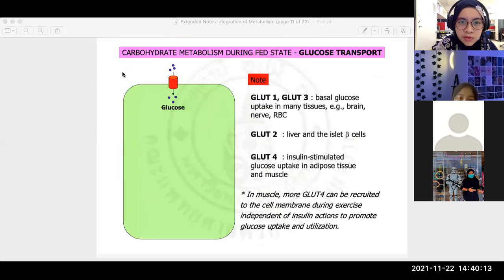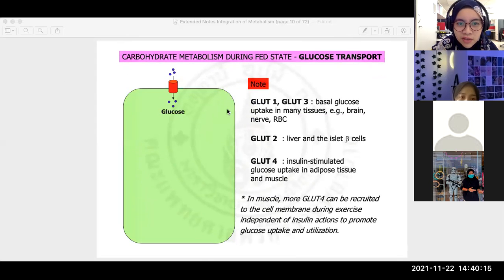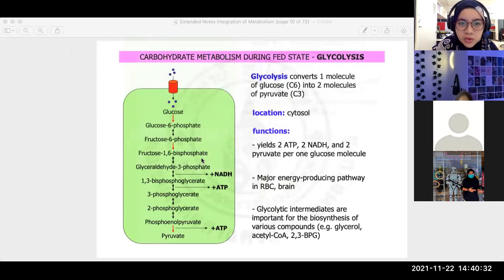Now again together. After we have eaten, there's an increase in blood glucose level. So what our body will do is that insulin will trigger the upregulation of glucose transporters. This is the transporter, which will cause an uptake of glucose into our cells, for example the liver cells. Inside the liver cells, glycolysis will take place.